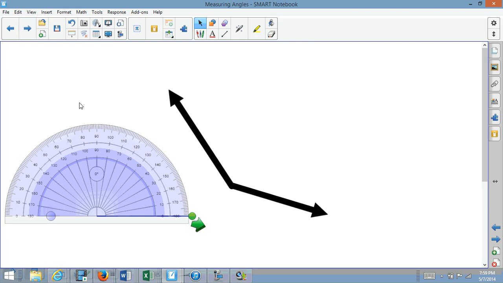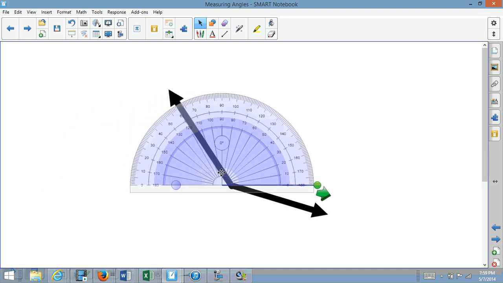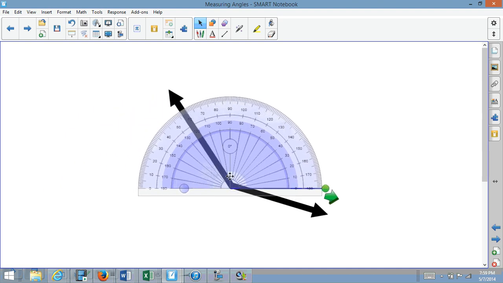Here we have our protractor, and here's an angle. So our first step is, let's take the vertex, and we're going to take the center of the protractor and place it right on the vertex. So we put it right there on the vertex.